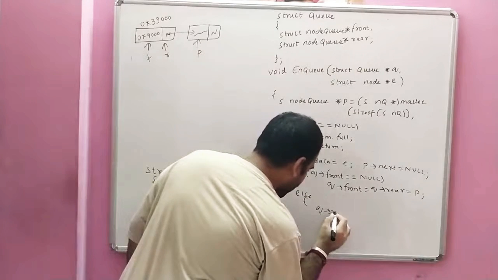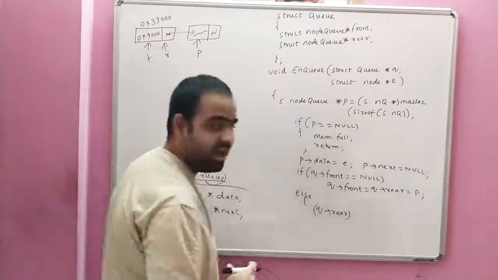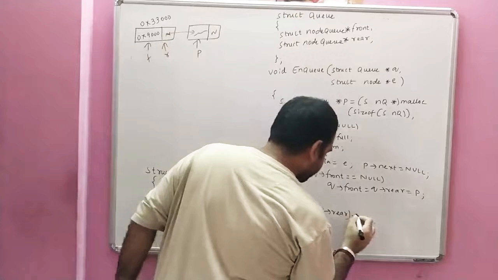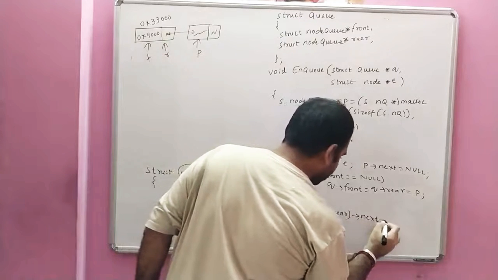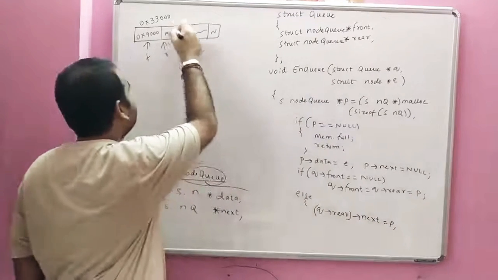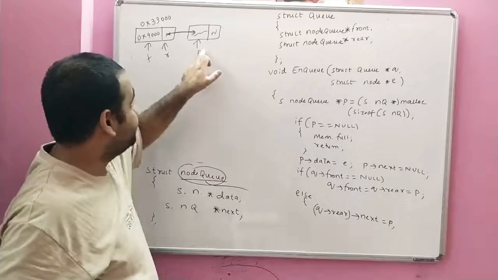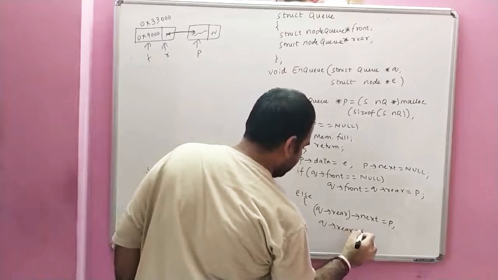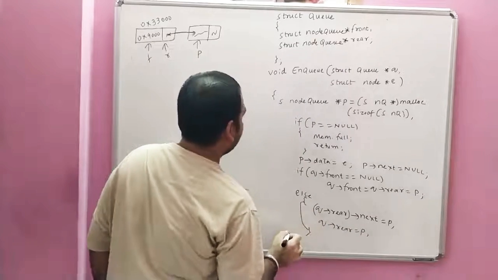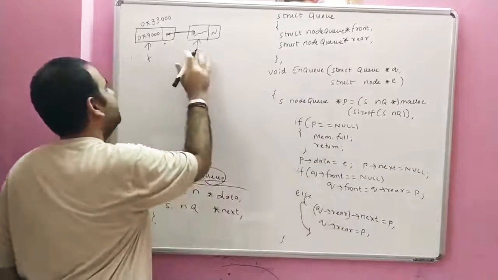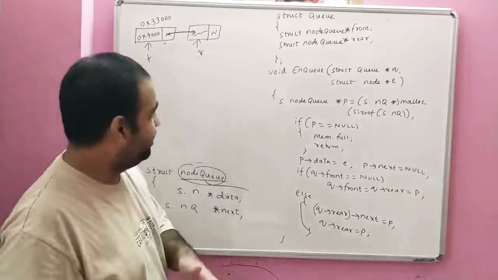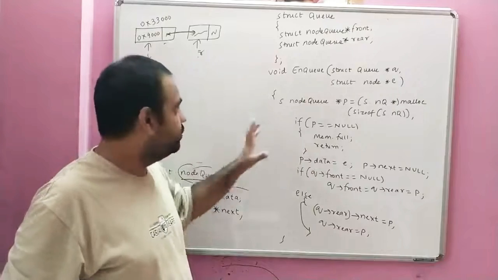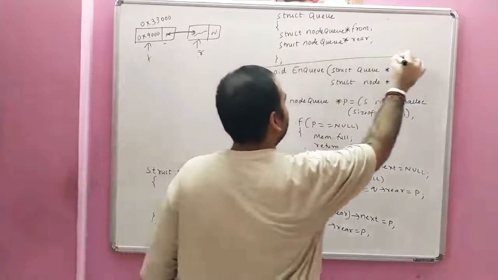Hence I say Q arrow rear. Now when I say Q arrow rear, this complete node is taken and I need the next pointer over here. Hence I say arrow next is equal to P. This is being established and this should become the rear end of the queue. Therefore we say Q arrow rear is equal to P and this becomes the rear end of the queue, and you see that the node is being enqueued at the rear end of the queue. This is how we write the enqueue function.